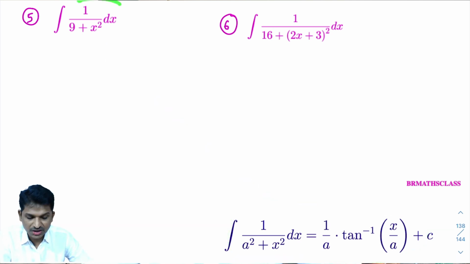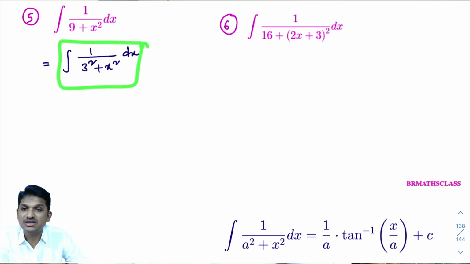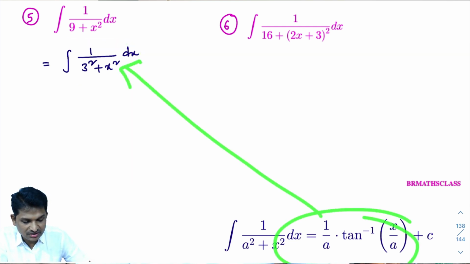First you observe the question. This is 1 divided by, in the denominator root is not there. Is it in the form of a square plus x square, a square minus x square, something like that? Yes, it is of the form a square plus x square. We can write 9 as 3 square. This given integral is of the form 1 divided by 3 square plus x square dx. First thing, I identified that the given question is in the form of integral of 1 divided by a square plus x square dx. Now, how to apply this formula to this question?